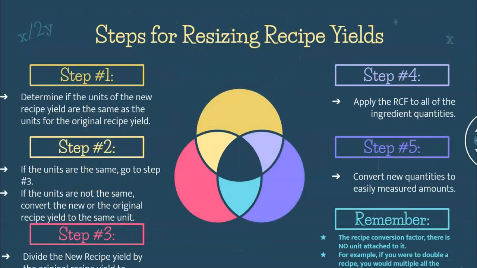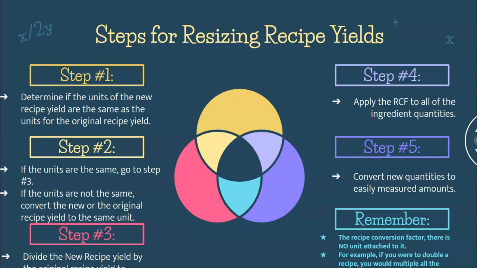So how are you going to resize these recipe yields? Well, first you're going to determine if the units of the new yield and the old yield are the same. If they're the same, you're good to go. You can move on to step number 3. If the units are not the same, you need to convert them to equal. So you need to look at your equivalents. Then in step 3, you're going to divide the new recipe yield by the original recipe yield, and that is going to give you your conversion factor.